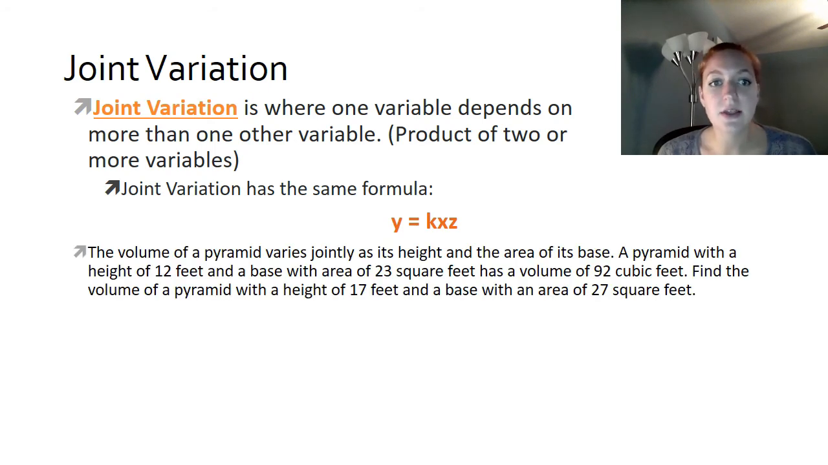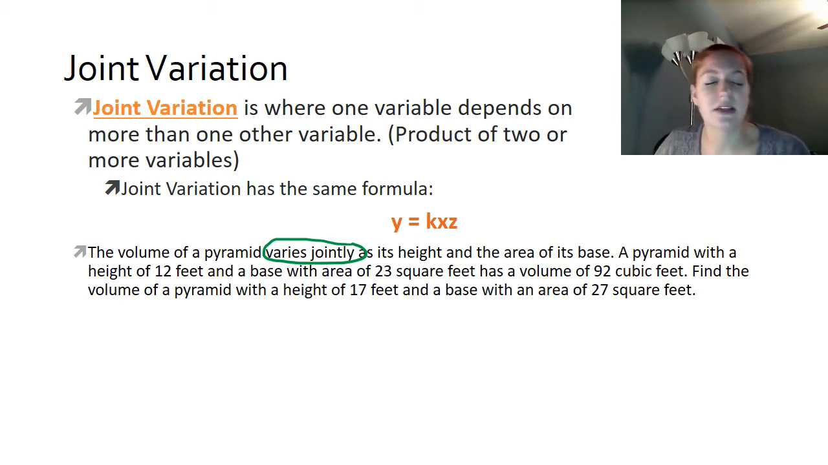Okay, so let's go ahead and do an example using joint variation. So the volume of a pyramid varies jointly. Oh, key words that we should circle and notice. I know I like to harass you guys about that. So the volume of a pyramid varies jointly as its height and the area of its base.